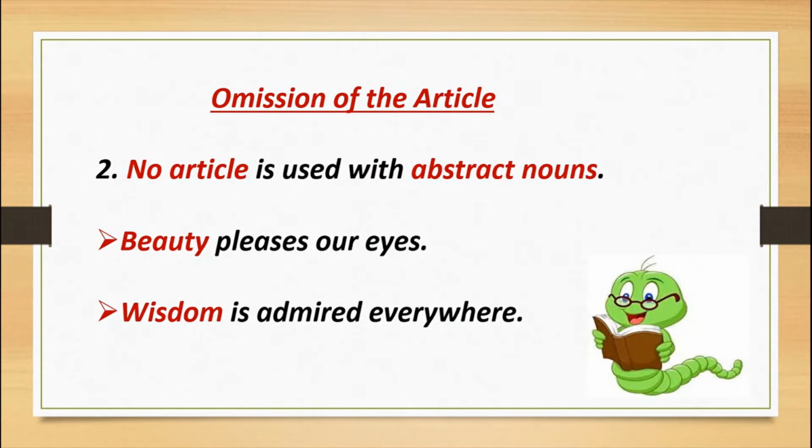Rule 2. No article is used with abstract noun. Abstract noun means which we cannot touch or see. Say for example, beauty pleases our eyes. We cannot see and touch beauty. It's abstract noun. So, we don't use any article before beauty. Wisdom is admired everywhere. Wisdom, abstract noun. So, we don't use any article before wisdom.